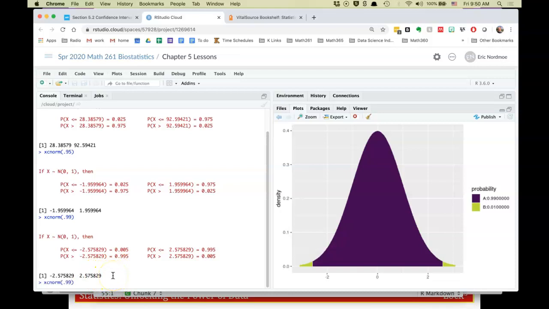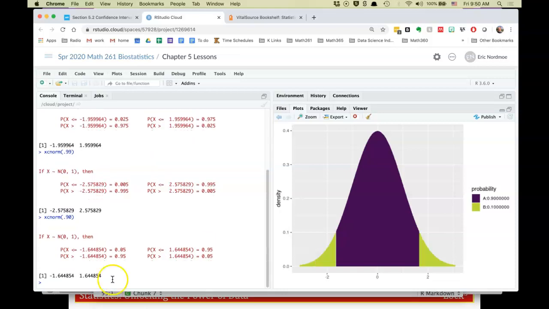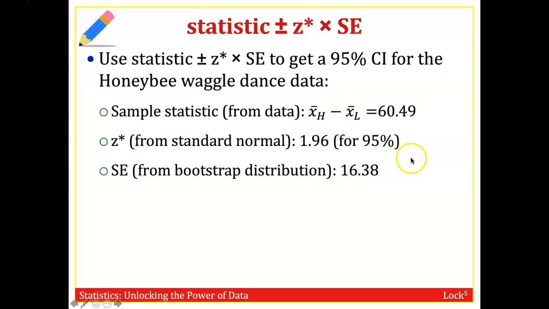If we were happy with 90%, in some cases we might want a narrow interval, but we're okay if it's only right 90% of the time, then the right multiplier is 1.645. So you can see that this process of enclosing a certain level of confidence is going to be an effective way to get the right multiplier to use with our interval.